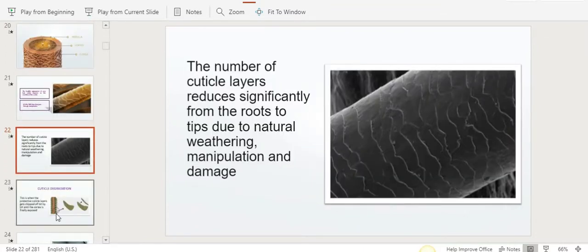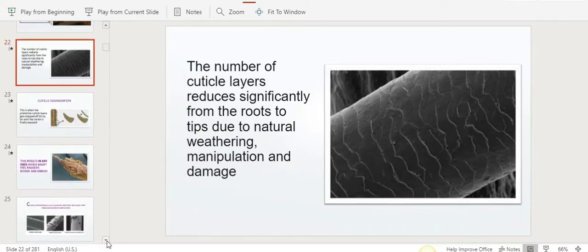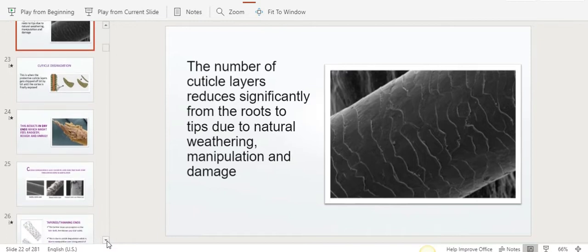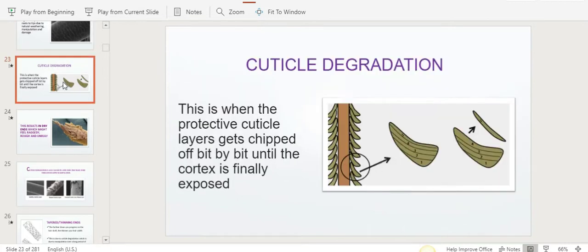And the number of your cuticle layers will reduce significantly as you go from your roots to your ends. And the reason for that is mainly because of natural weathering and any manipulation and damage. So by that I mean that every time you comb your hair, you wash, you detangle, you do a braid out, you do a twist out and whatnot, it's going to have a major effect on your cuticle layers and also on the health of your hair. So let me show you what cuticle degradation looks like.